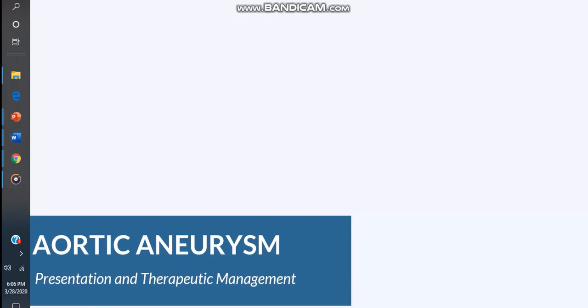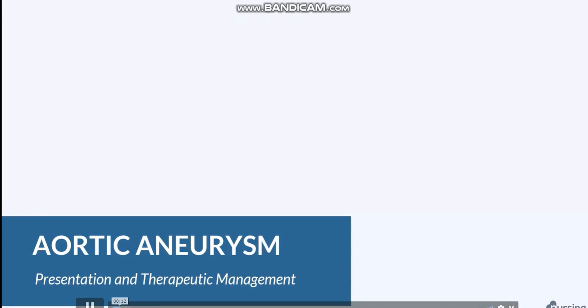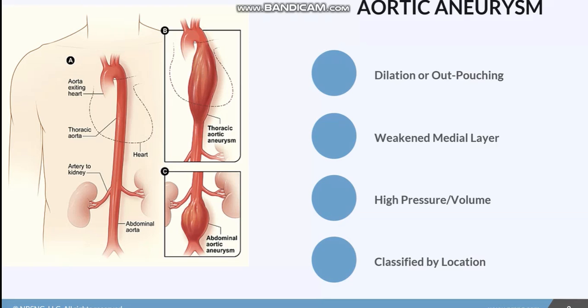Aneurysms. Now, this is something that you'll see in the clinical setting, either because a patient will have a history of one or they'll present in an emergent situation because of it. So, an aortic aneurysm is a dilation or outpouching of the aorta caused by a weakened medial layer of the vessel wall. So, when that medial layer gets weakened, any kind of high pressure or volume can actually cause it to balloon out, like what you see here.